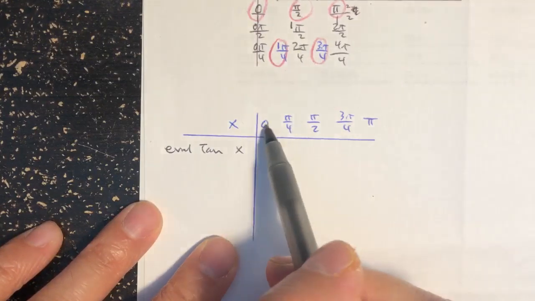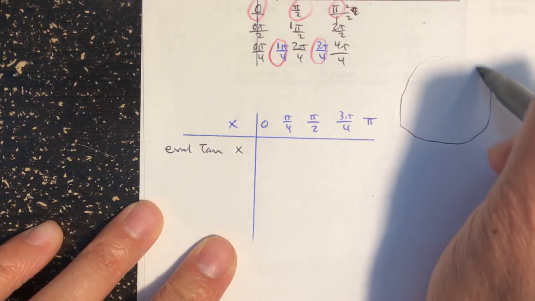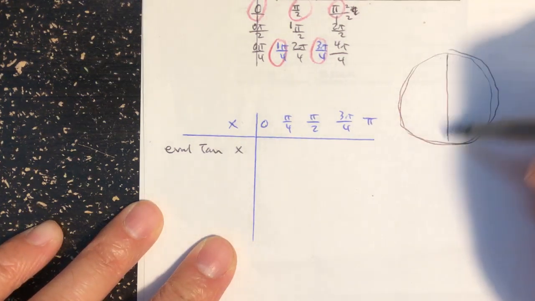So here, these are my x values. So tangent 0. So I'm going to go back to my unit circle. Again, you don't have to. You can just figure out all the ordered pairs if you like.